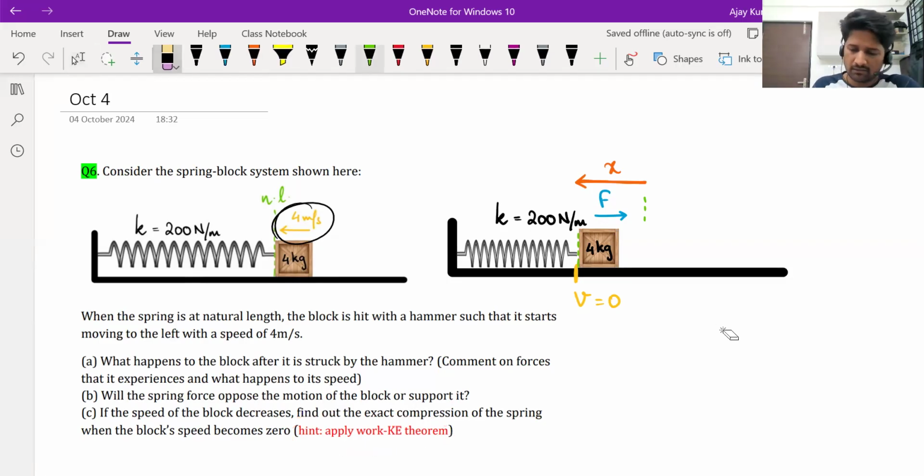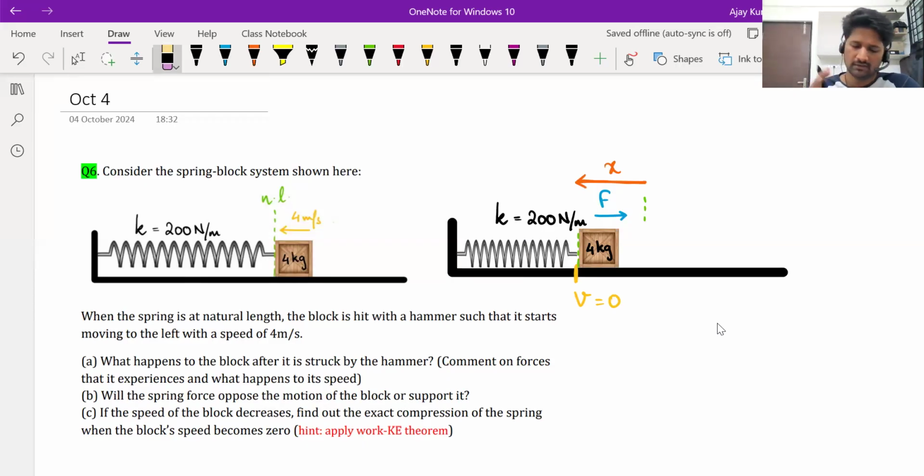We know the initial velocity of the block, so we know its initial kinetic energy. And we know that it comes to rest, so we know its final kinetic energy as well. Okay. So if you write the expression for work done is equal to change in kinetic energy, you'll be able to find out the compression from there.